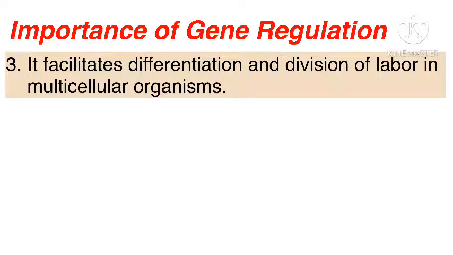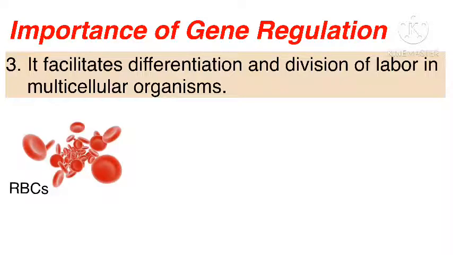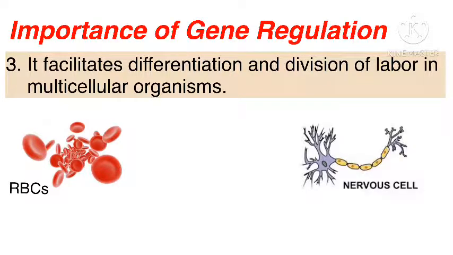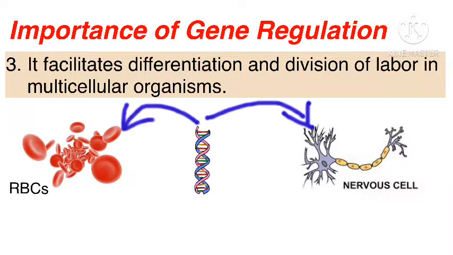Above all, gene regulation in multicellular organisms facilitates differentiation and division of labor among cells. Let's take an example. These are RBCs which appear red due to the presence of hemoglobin. And over here on the right is a brain cell. Now they look highly different and they have different functions. But we are aware of the fact that they have the exact same DNA. Practically, every single cell in our body contains the genes for hemoglobin. So why is it that only RBCs are able to actually synthesize hemoglobin?